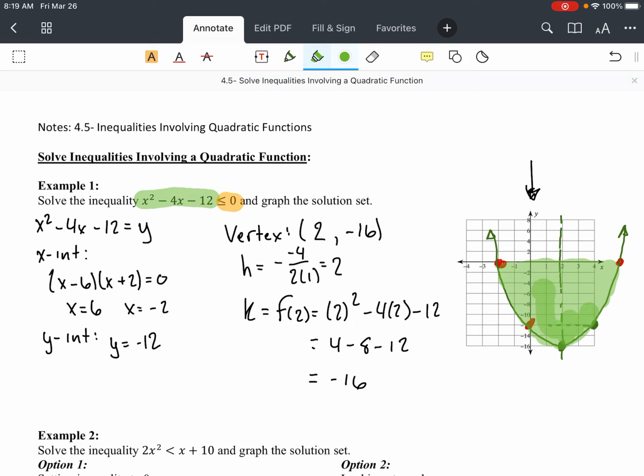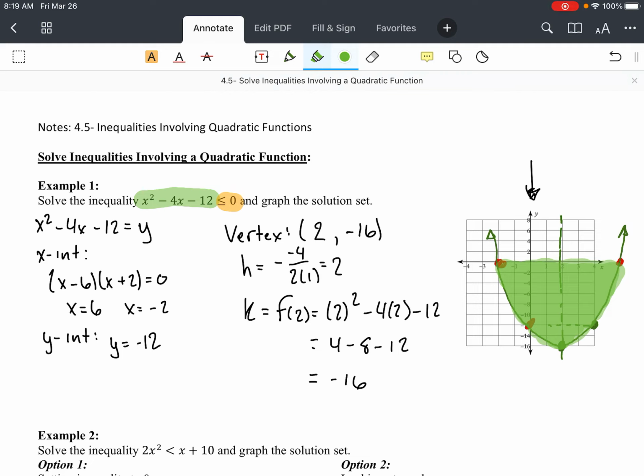Okay, so it's this space here. So remember, when you're solving an inequality, or when you're solving something, you're typically solving for the x values. Or when you're looking for something in terms of x, you're solving for the x values. So what we're doing here is we're picking all of the x values that fall below the x-axis.